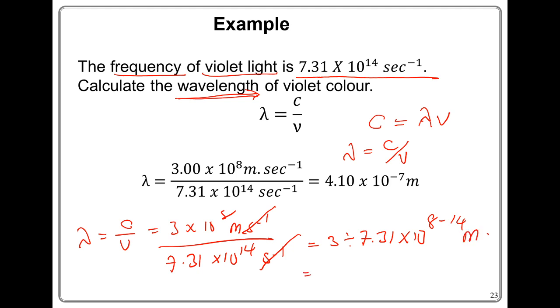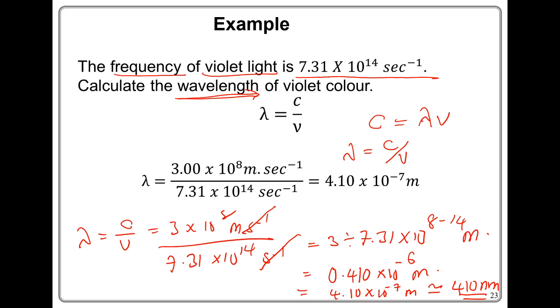This basically will be equal to 0.410 times 10 to the power minus 6 meters, which is equal to 4.10 times 10 to the power minus 7 meters, which is equivalent to 410 nanometers if you do the equations.